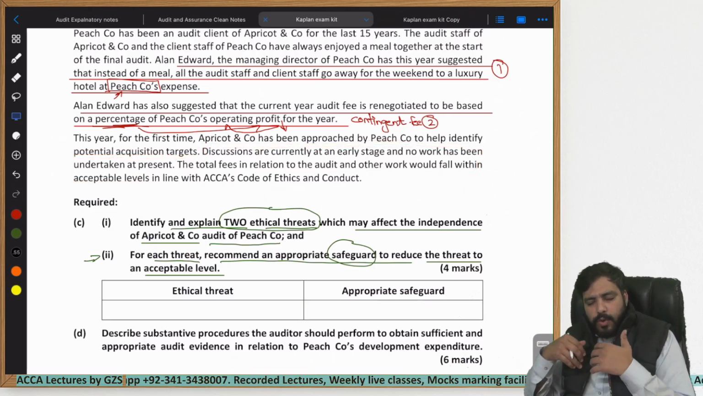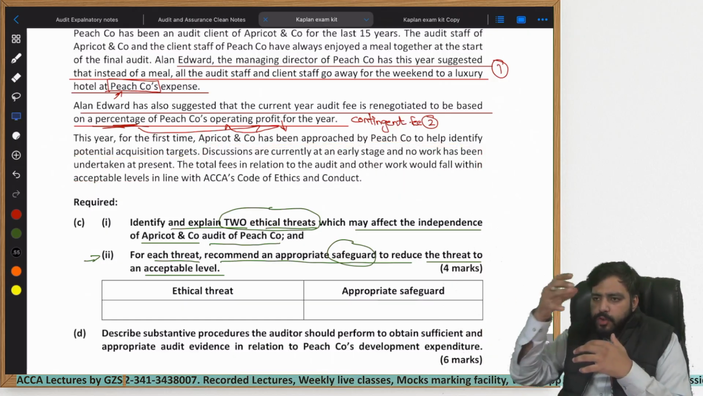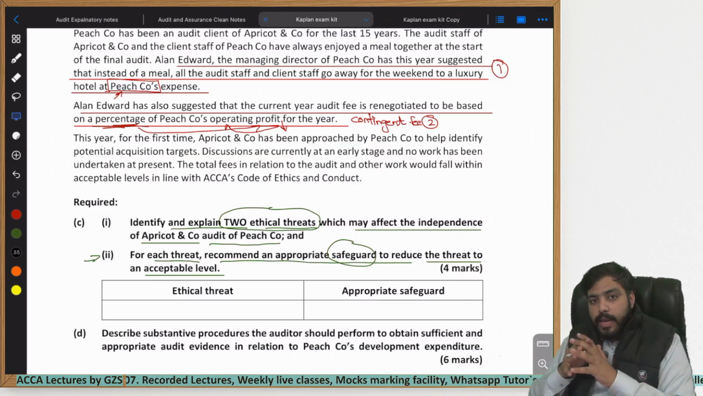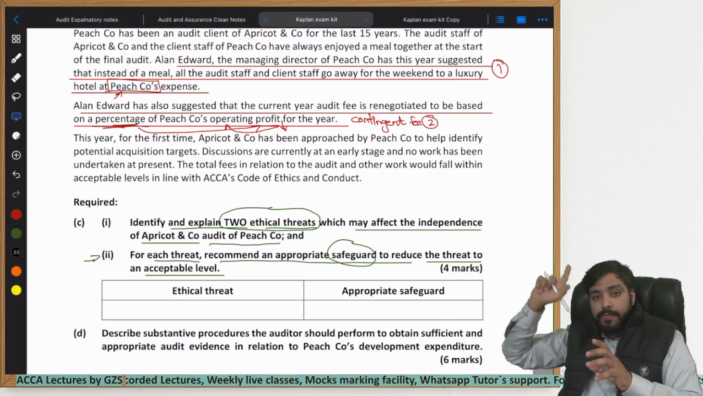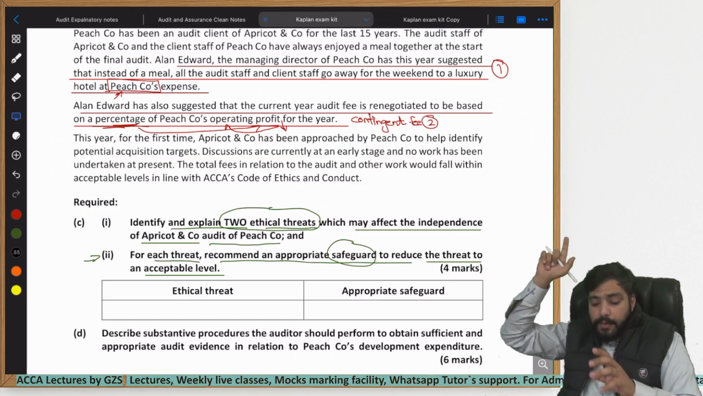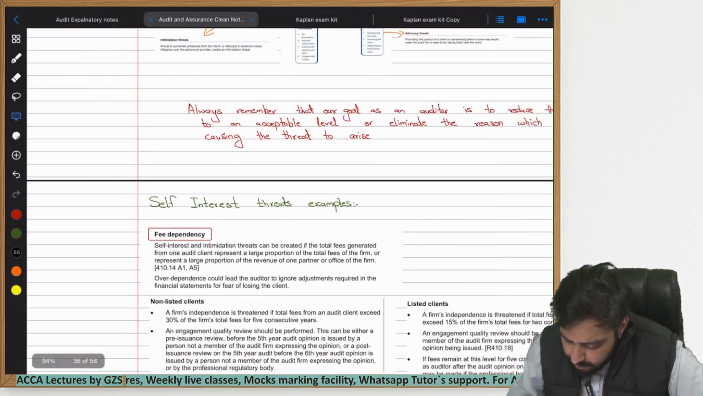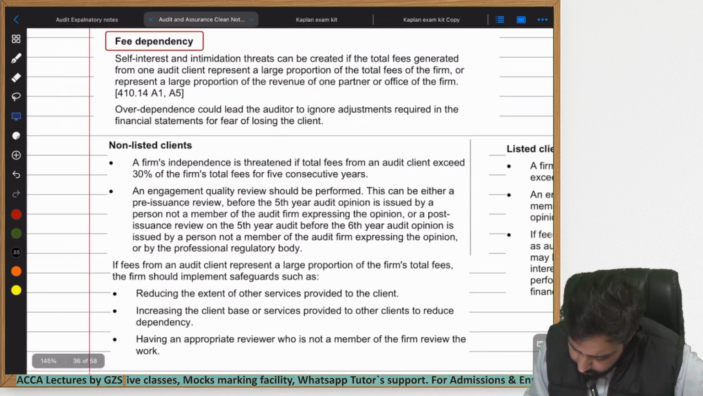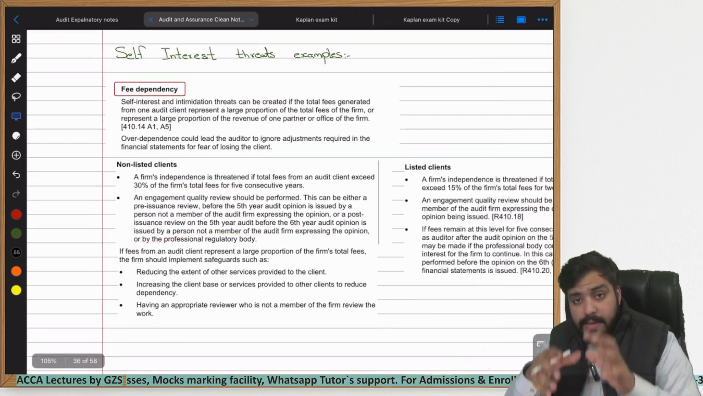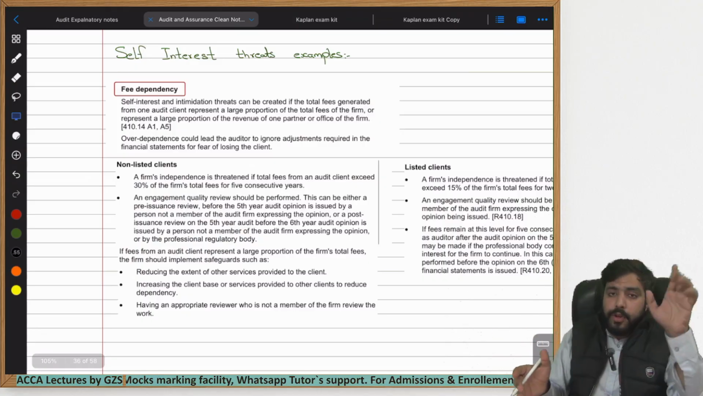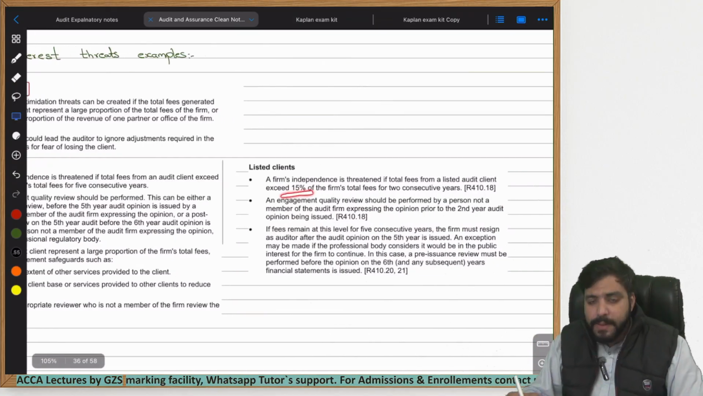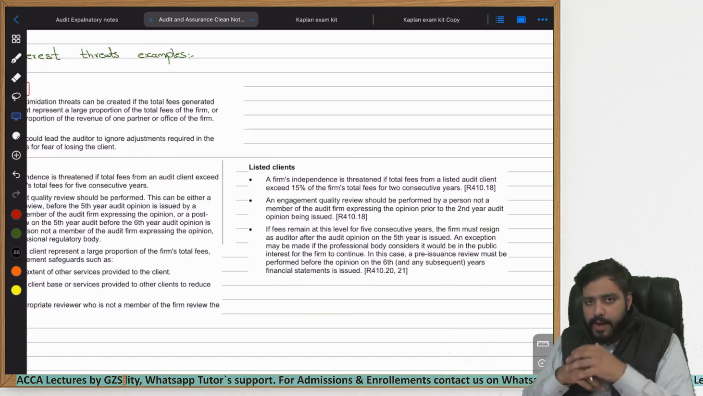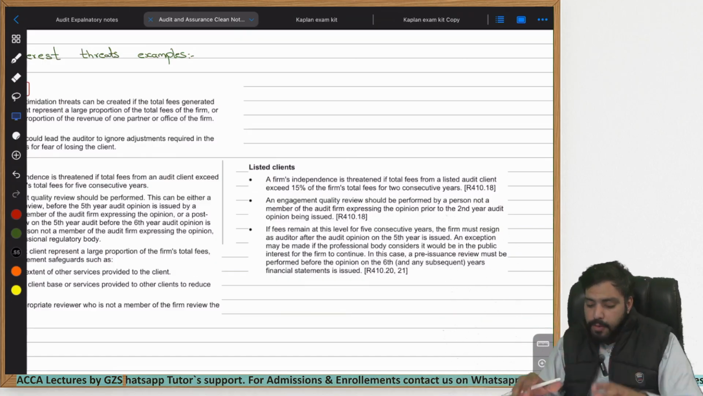Whenever you see that you are doing an audit of the company and they come to you asking you to provide an additional service, there is always a default threat that you can create, related to the 15% of the fee and 30% of the fee that we have studied within the self-interest threat. The fee always has a specific fee dependency threat. This one says that for non-listed companies, if the total fee is above 30% of the total revenue of the firm, and for listed companies, if the fee is above 15% of the total revenue of the firm, then you have to apply some safeguards, right? I don't need to go towards the safeguards right now, but you have to apply some safeguards.